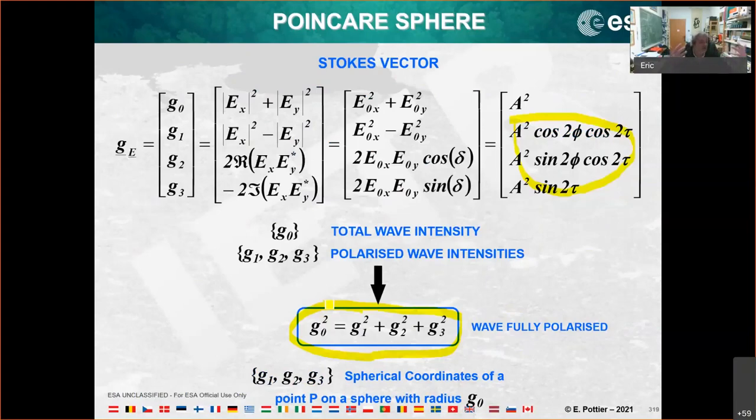When I'm going to average, this equation becomes an inequation. G0 squared is higher than G1 squared plus G2 squared plus G3 squared. So the point is no more located on the surface of the sphere, but will be inside the sphere, for a partially polarized wave. So the concept of the decomposition proposed by Born and Wolf was to extend this point to the surface of the sphere, trying to see what could be the mean wave with a completely polarized representation. In the case of a partially polarized wave, the point is inside.